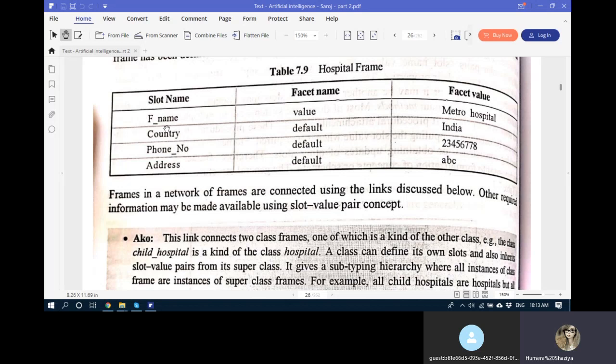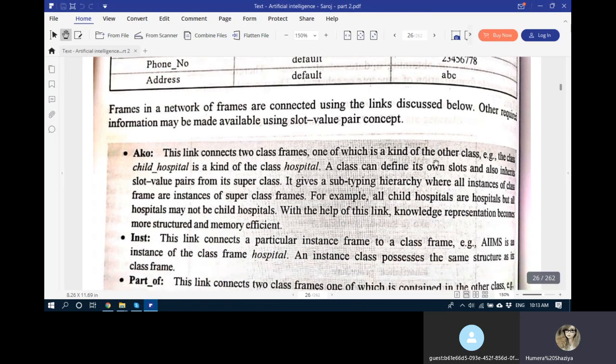So you have the frame name, meaning the name of the hospital, which is Metro. Country, by default it is India. Phone number, by default it is this number. Address, and the address is this one. So this is an example of a hospital frame.